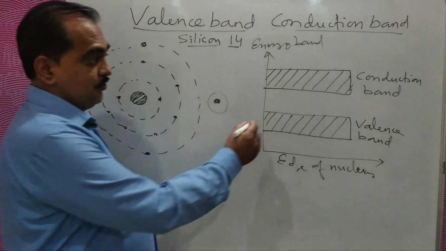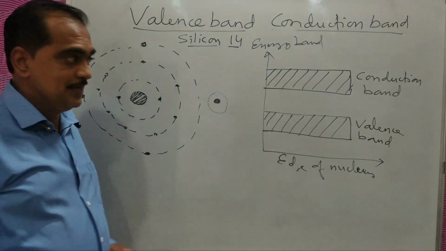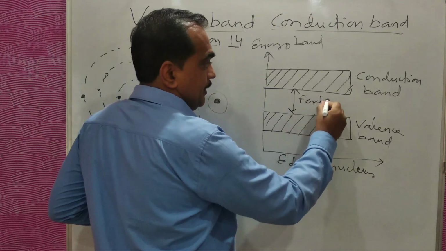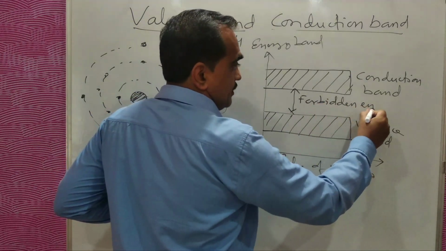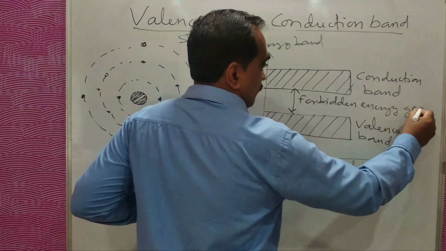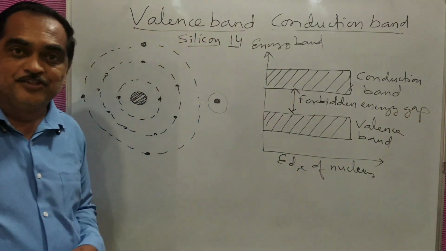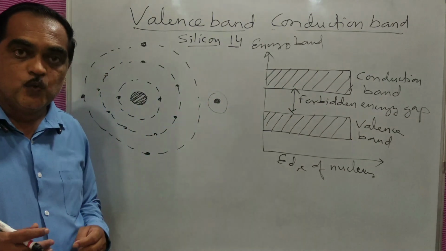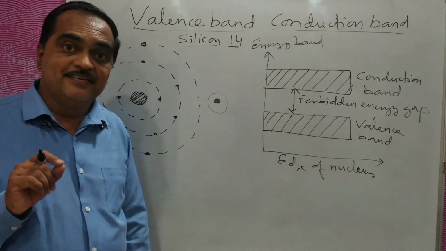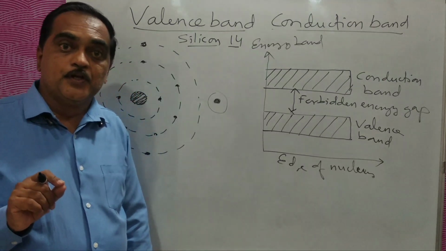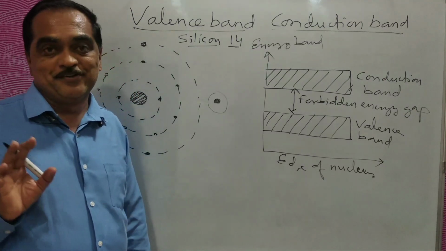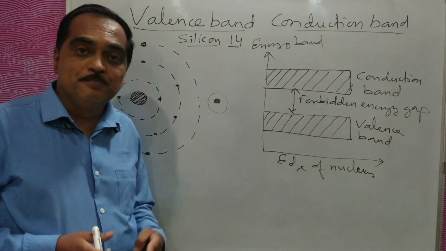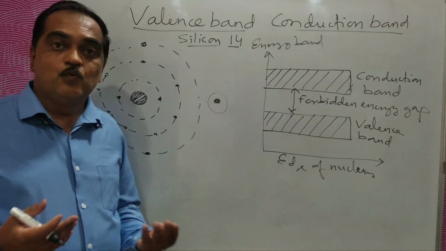Now this is the valence band, this is the conduction band, and the gap between them will be called the forbidden energy gap. Now this gap will decide whether a given material is a conductor, insulator or semiconductor. And from here we go on to see what we actually mean by a semiconductor, and then what the types of semiconductors are.